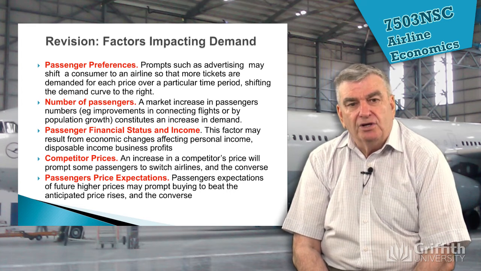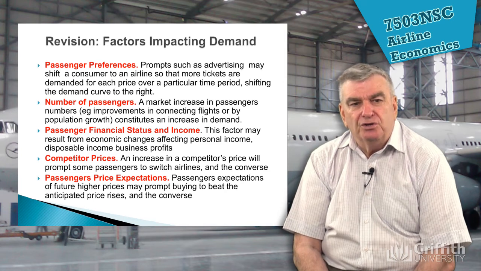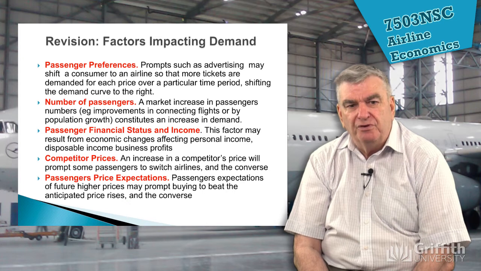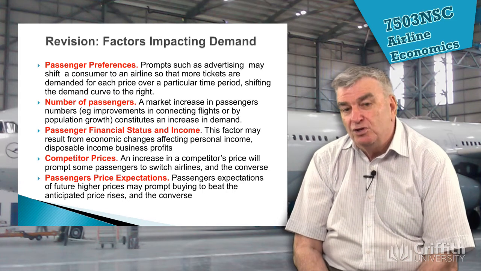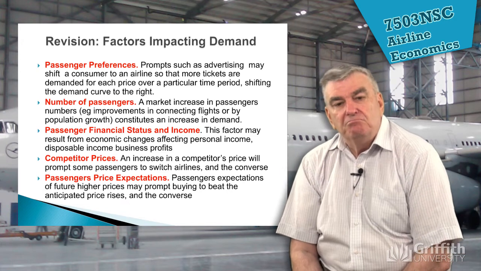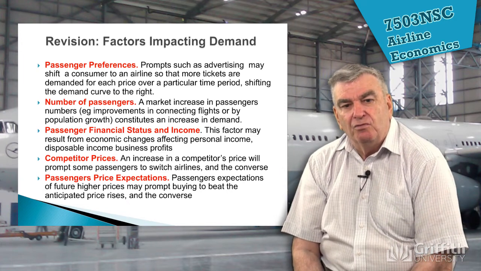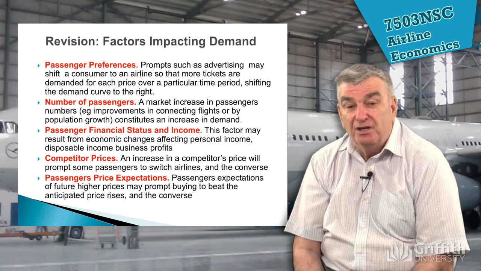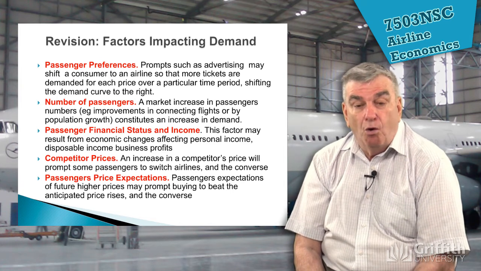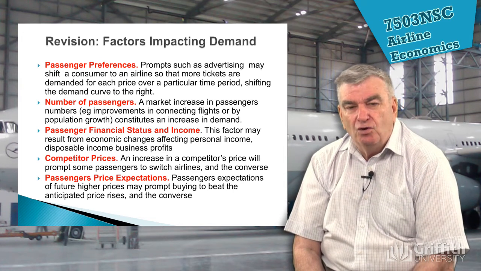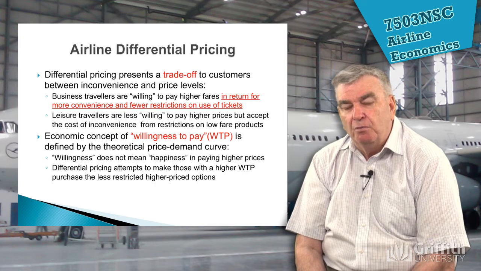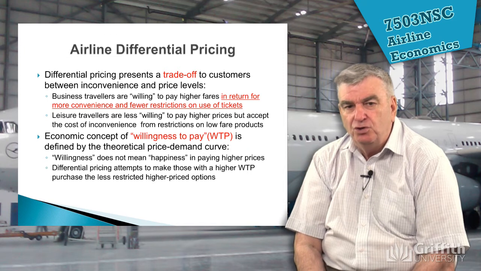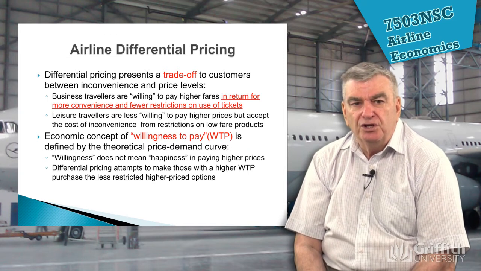We'll also take a look at the factors impacting demand. And of course, we looked at this in a previous lecture. Passenger preferences, number of passengers, their financial status and income. That is, the more disposable income they've got, then it's great. They'll spend it on flying. Whereas when times are hard and their disposable income's down, they're not going to fly. What are the competitors doing? And also, what do passengers expect? That is, if they can see the competitors' prices are low, they'll expect yours to be low. So we get the differential pricing.